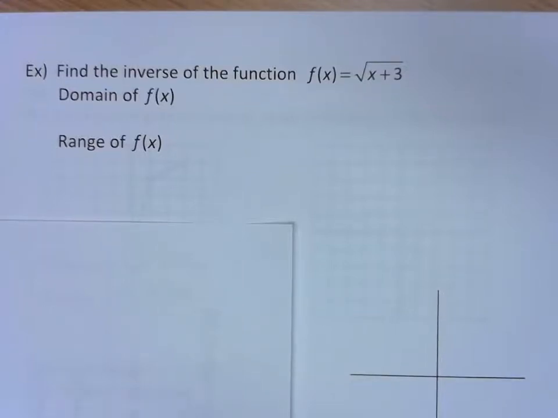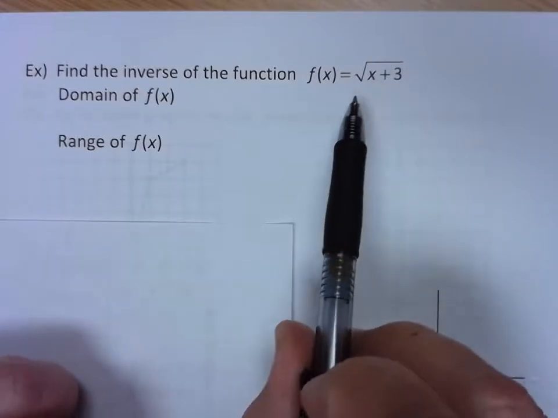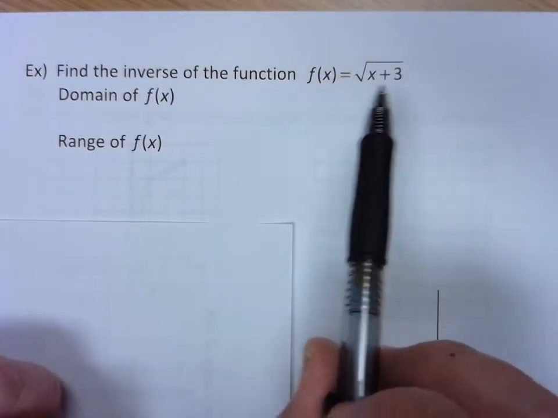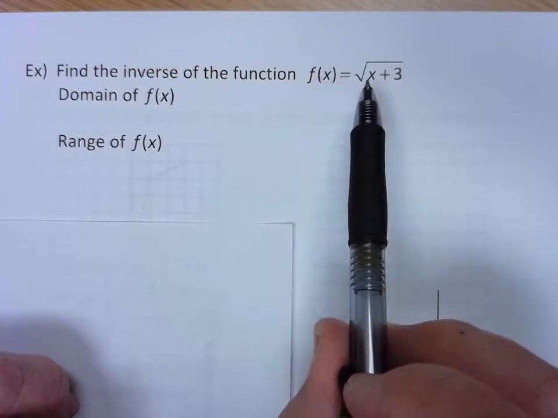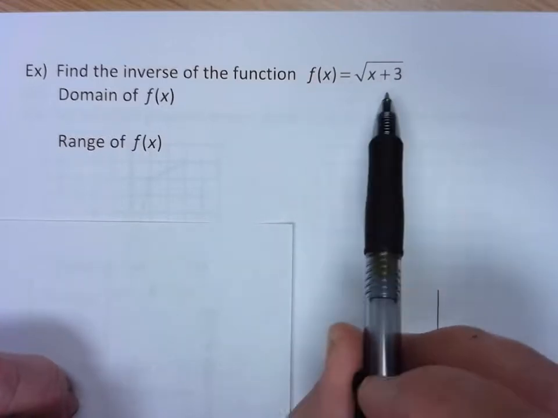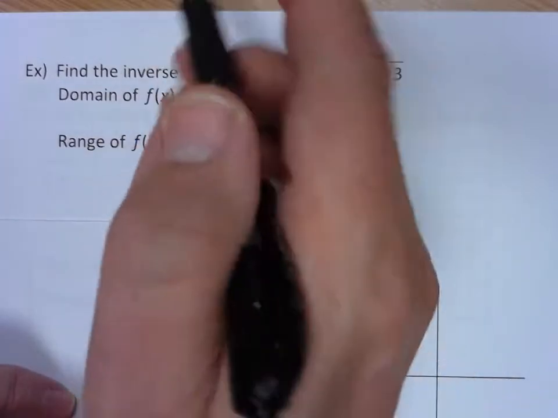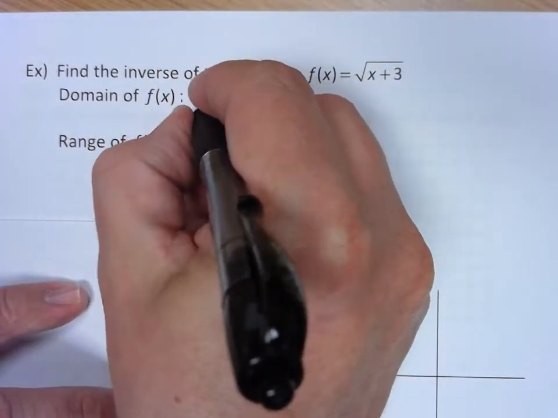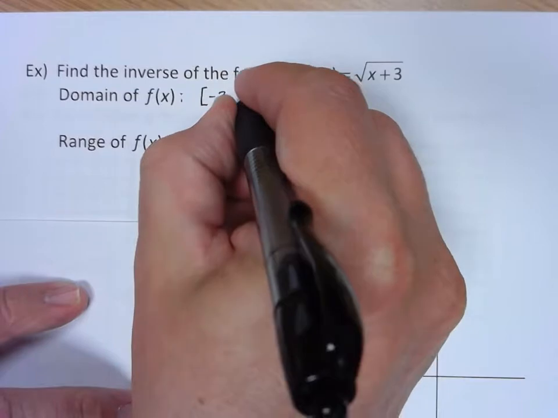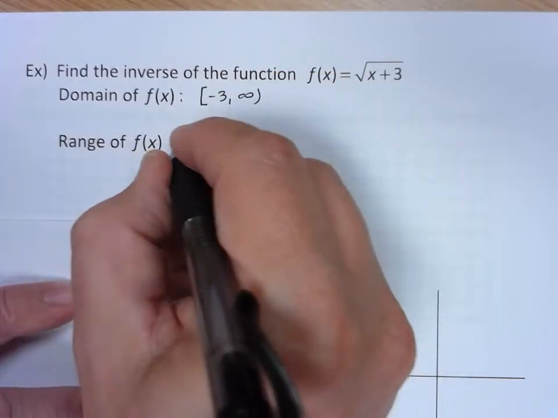Let me show you one more example of finding a function's inverse. We're starting off with a square root function here. Simple enough looking. f of x equals the square root of x plus 3. So this is the square root function shifted 3 units left, which means it would have a domain of -3 to infinity, and a range.